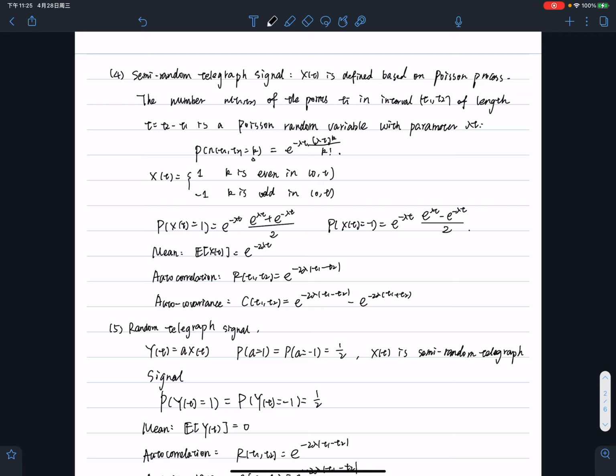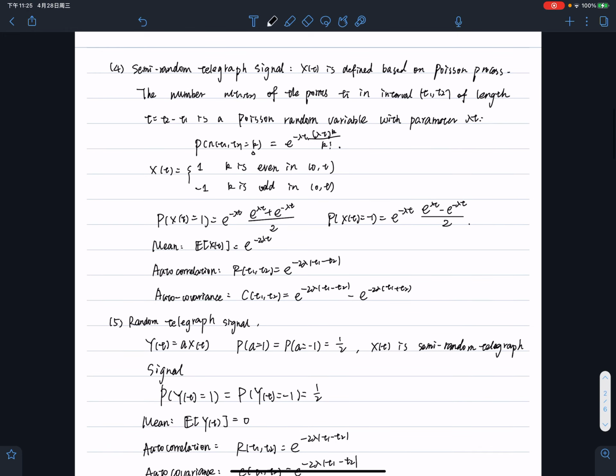So what is the semi-random telegraph signal? Assume that X(t) is a Poisson process, and the number n of the points in the interval of length t is a Poisson random variable with parameter lambda t, if P_n(t1, t2) = k equals the exponential of negative lambda t times (lambda t) to the power k over the factorial of k.